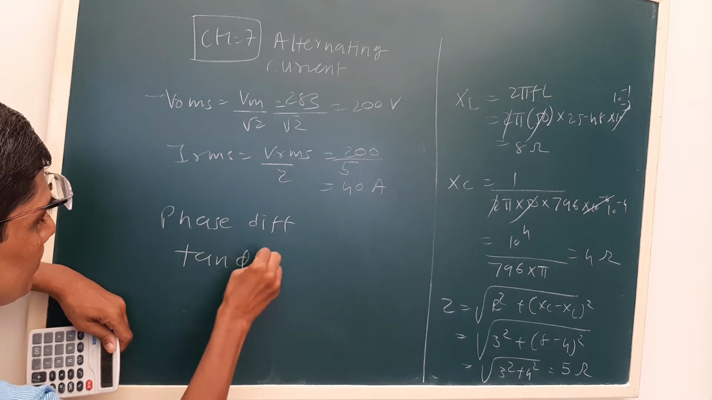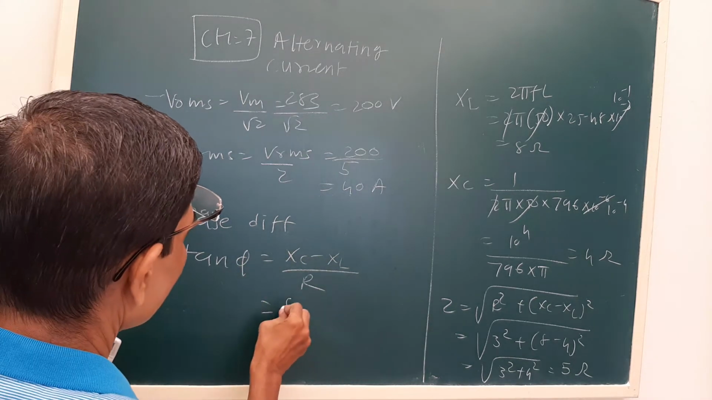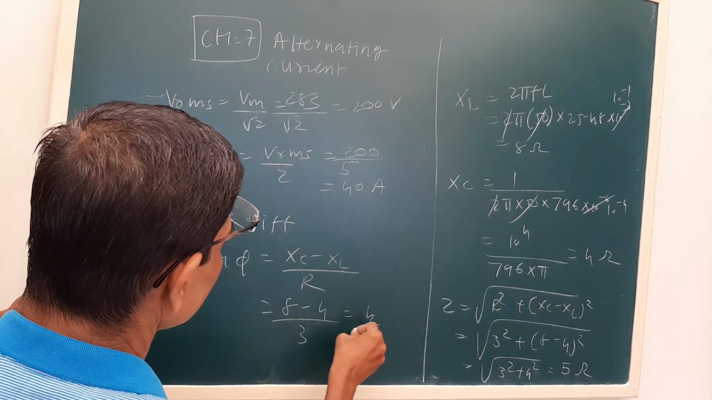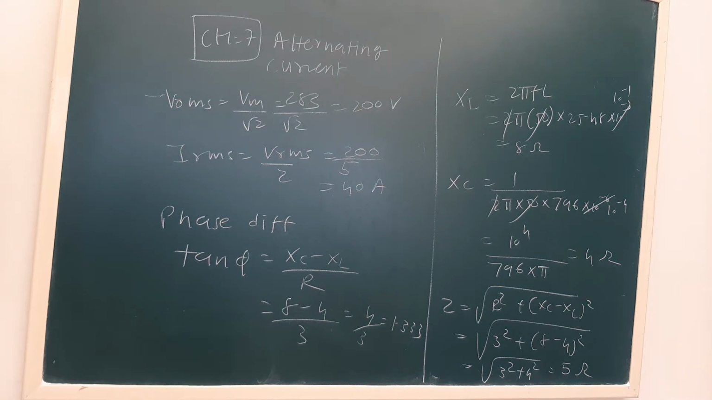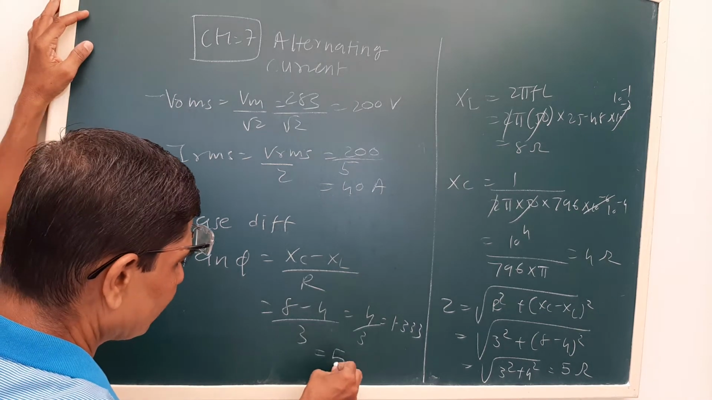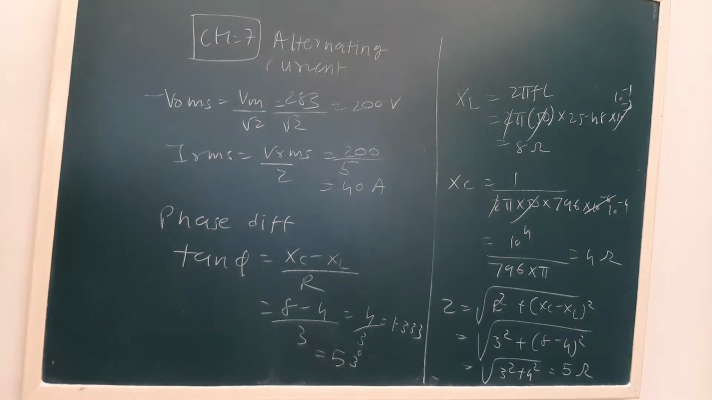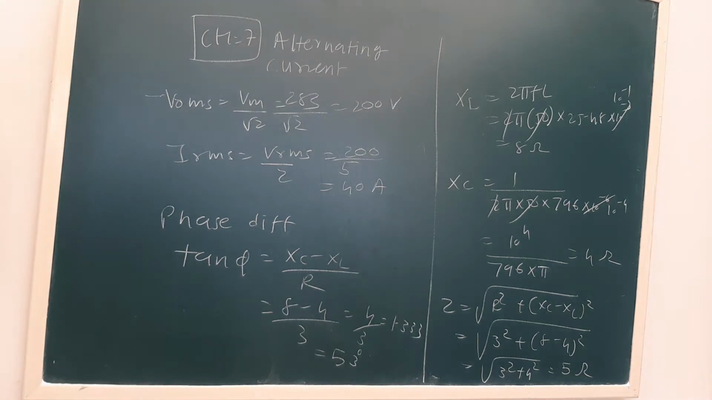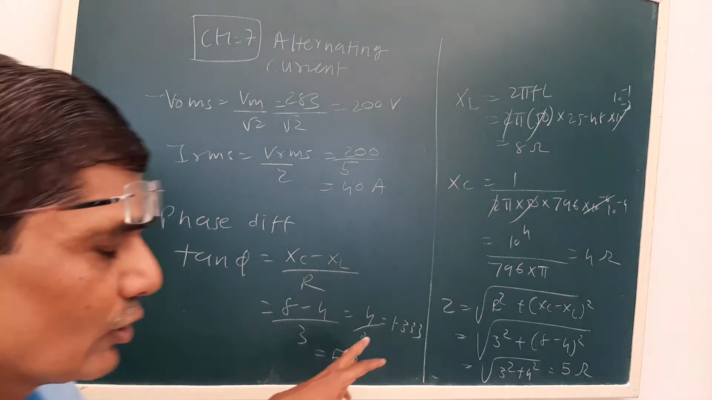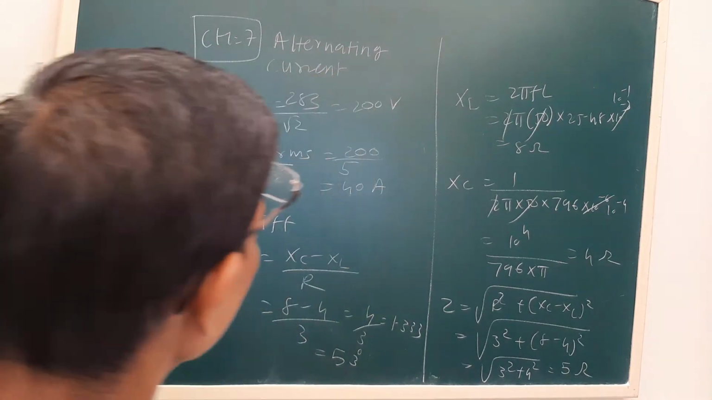Now see the phase difference. That is tan phi, 8 minus 4 by 3. You can see this in the natural tangent, so that will be about 53 degree. Now see here, XC is larger than XL, so that is a capacitive circuit we can say. That's why in the textbook they have taken a negative sign. Now IRMS we have calculated.